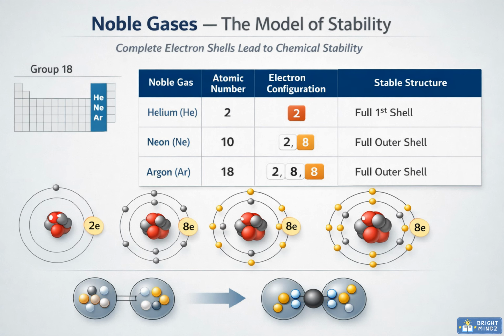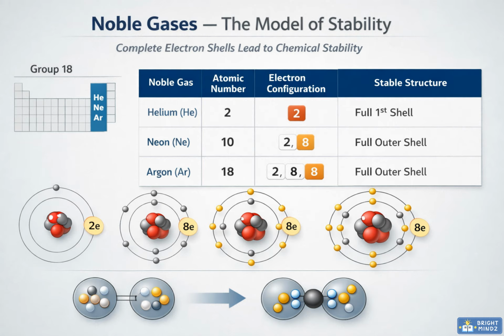Noble gases give us the clearest model of atomic stability. Helium is stable with 2 electrons because its first shell is full. Neon and argon are stable because their outer shells contain 8 electrons. With full outer shells, noble gases have little drive to gain, lose, or share electrons, so they rarely form bonds.